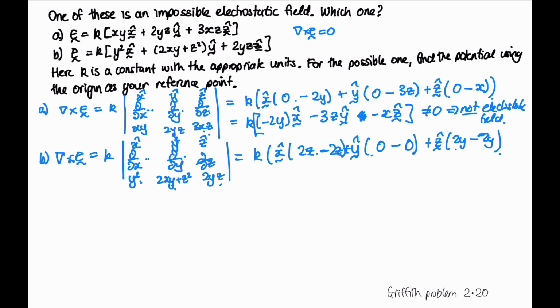And so you can see this thing here is going to be equal to 0, and this is 0, and this one here is obviously 0. So in this case, this does equal 0, so it is a possible electrostatic field.